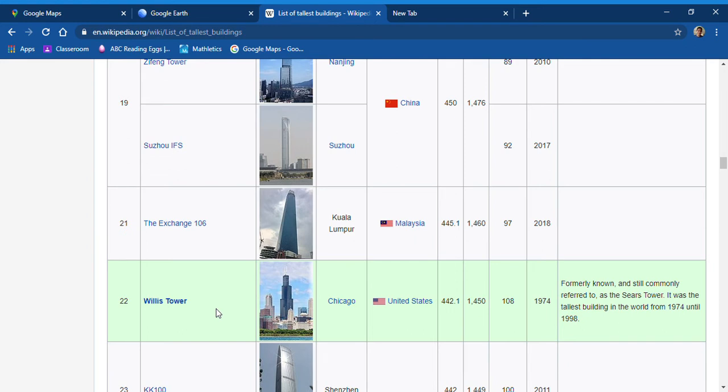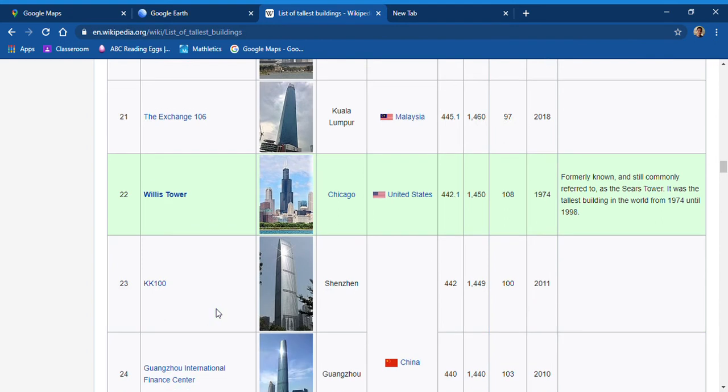Number 21 is the Exchange 106, Kuala Lumpur, Malaysia. I didn't know that that was in Malaysia. Anyway, 444.1 meters, 1,460 feet, 97 floors, 2018. 22, Willis Tower, Chicago, United States, 442.1 meters, 1,450 feet, 108 floors, and 1974.